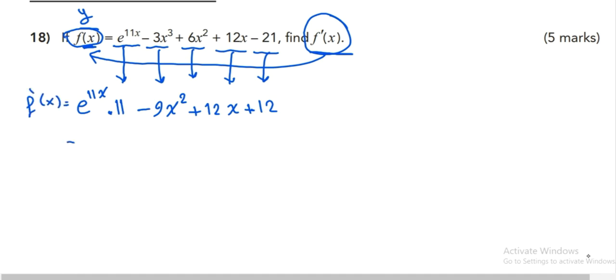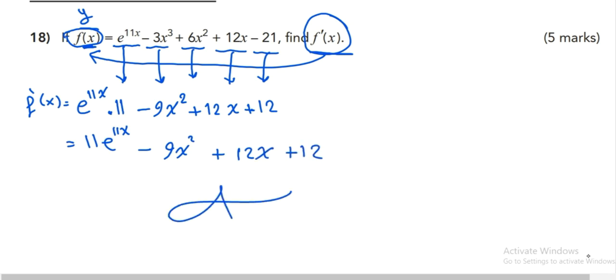We can modify it by writing 11 e power 11x minus 9x to the power of 2 plus 12x plus 12.